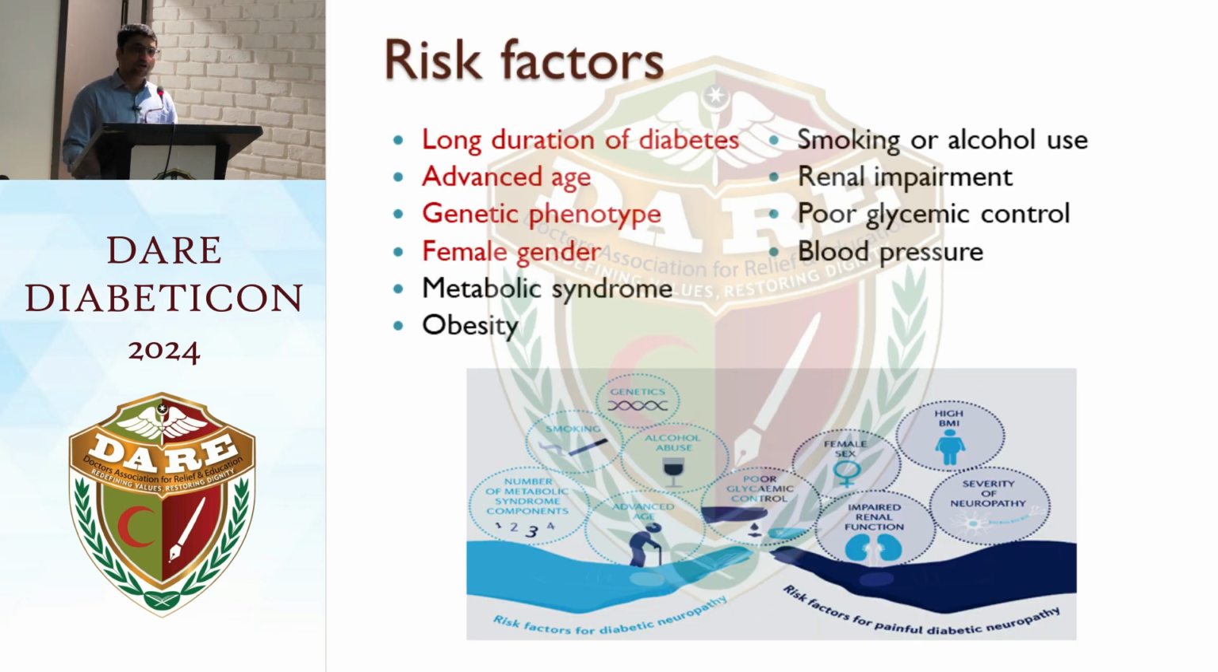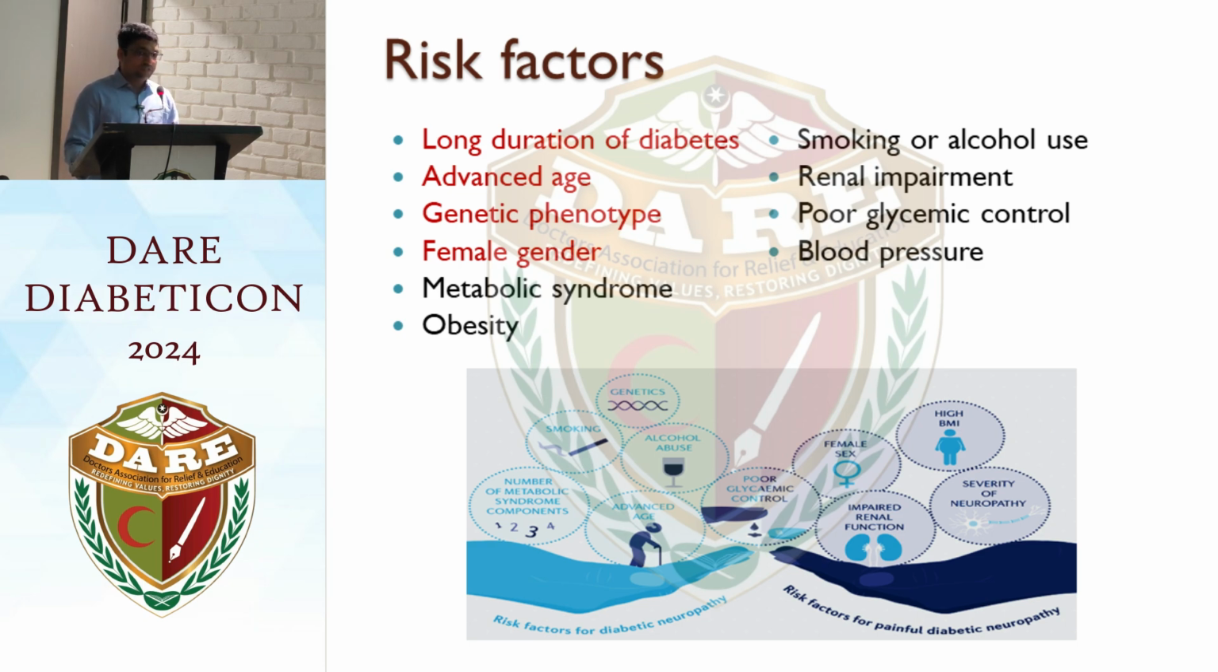There are modifiable and non-modifiable risk factors. The red color indicates the non-modifiable types of risk factors here. One among them is long duration of diabetes, and then advanced age, genetic phenotypes, especially voltage-gated sodium channel variants, and female gender. These are non-modifiable risk factors for developing diabetic neuropathy. Among the modifiable risk factors, you can see here blood pressure, poorly controlled diabetes, renal impairment, smoking and alcohol use, obesity, and other metabolic syndromes. They are modifiable risk factors.